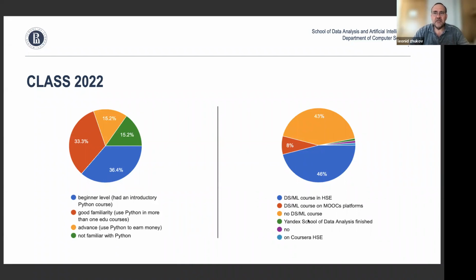But this class is really about taking business problems, converting them into analytical problems, and then finding data science solutions. So this is a hands-on class. We'll be working with data, we'll be solving real world problems, and we'll be going right from the business side of the problem to the numerical solution.